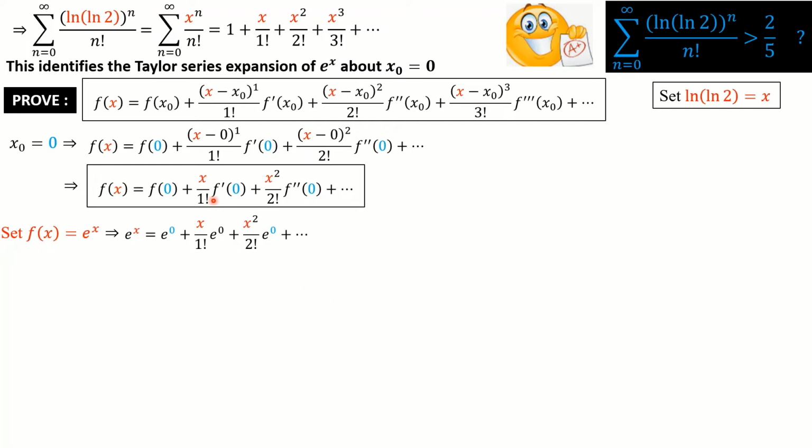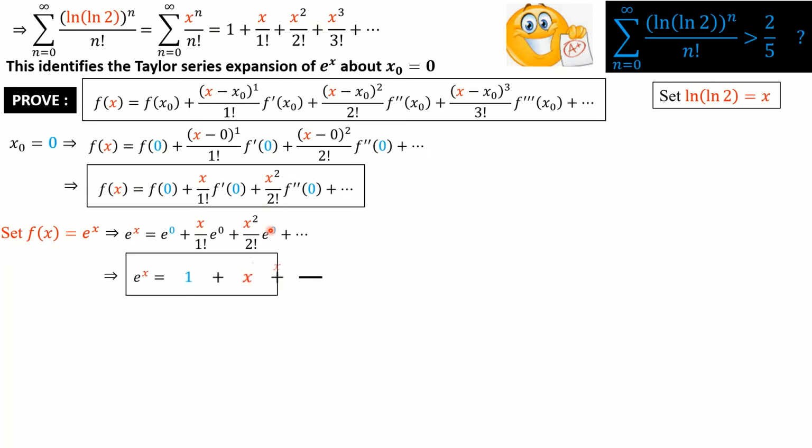But now we are not just finding the derivative, we are finding the derivative at x equal to 0. So it means our f of 0 is e raised to the power 0. We have x on 1 factorial. f prime of 0 is e raised to the power 0 as well. f double prime of 0 is e raised to the power 0 as well, because f prime is equal to f double prime equal to f triple prime, which is the same as e raised to the power x. Alright, remember it's an infinite sum.